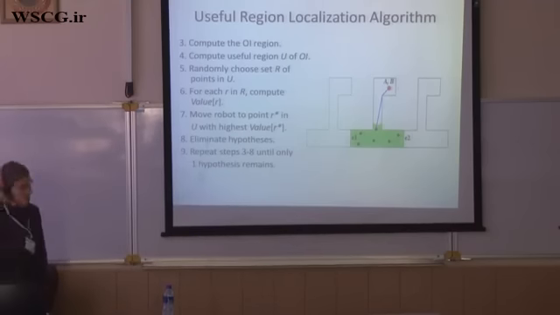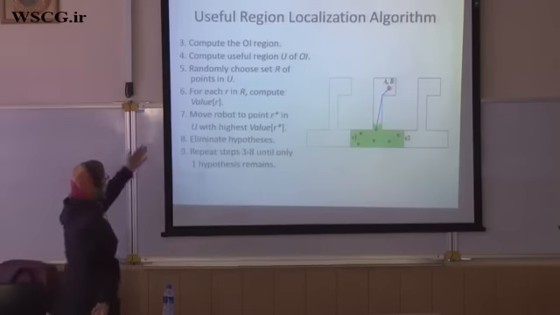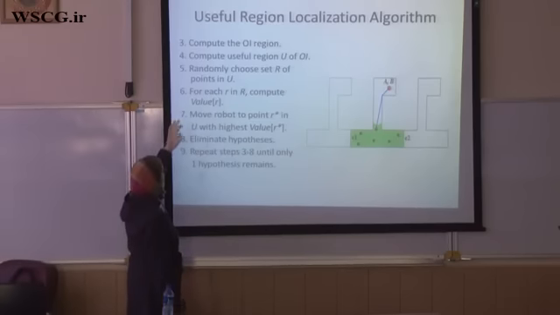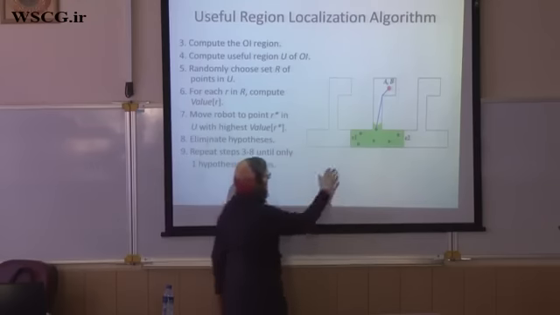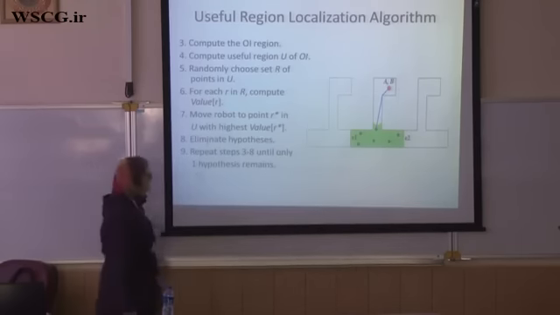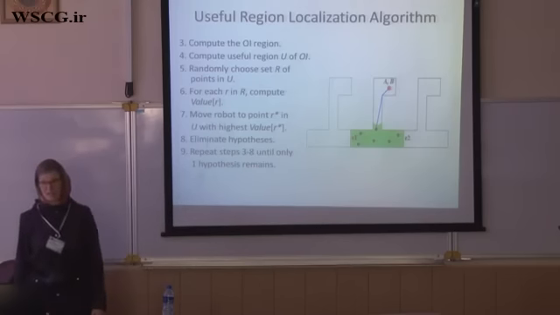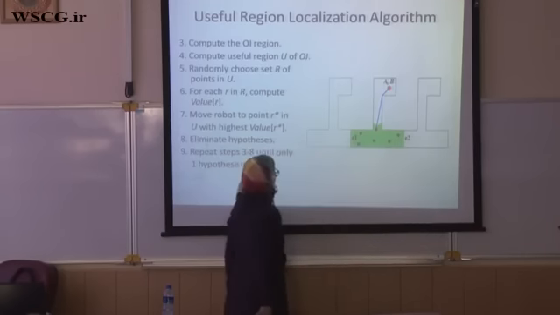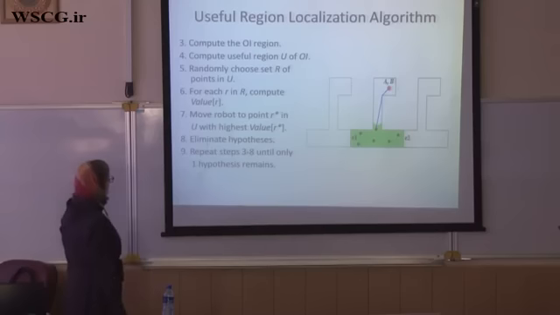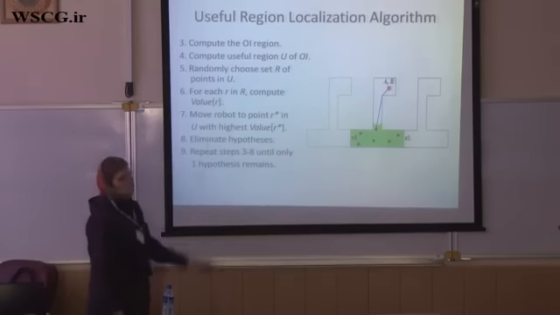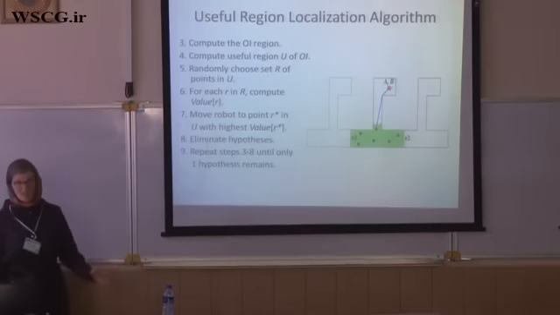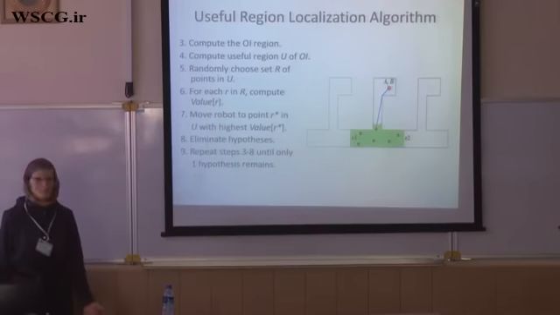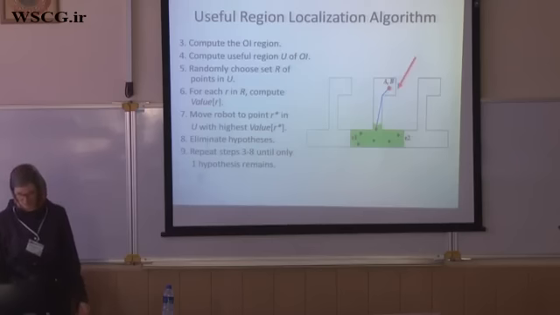That's the idea. So again, we compute a value as before, defined somehow, and we move the robot to the point in the useful region that has the highest R value. So same strategy as before. Eliminate hypotheses. So we should definitely be able to eliminate a hypothesis depending on how we see the wall, and then keep repeating those steps until we only get one hypothesis. So that's the idea. A similar idea, but just being even more sensible in an intuitive way.